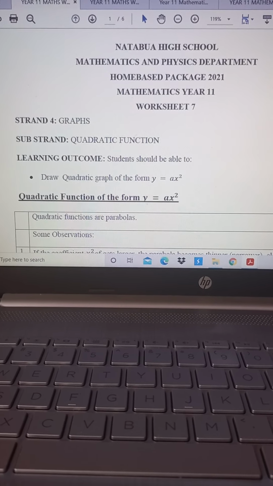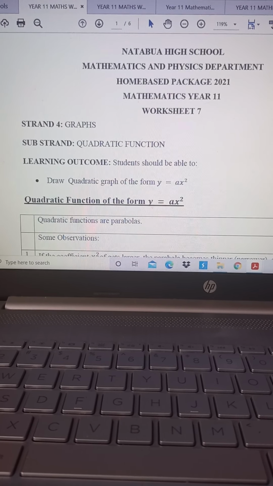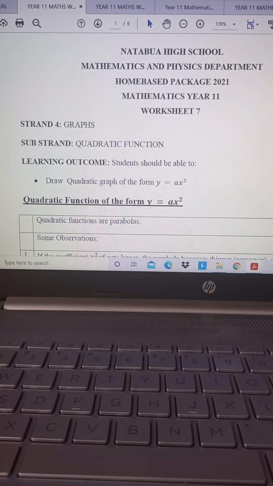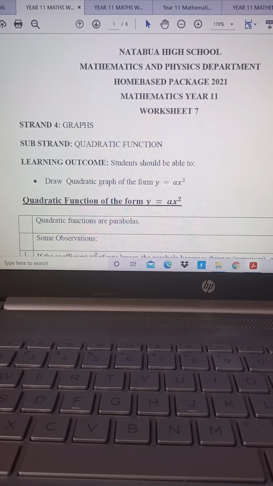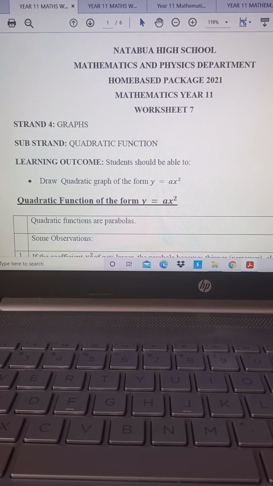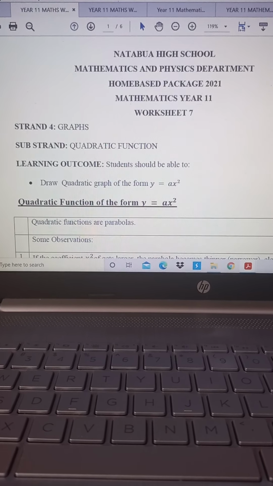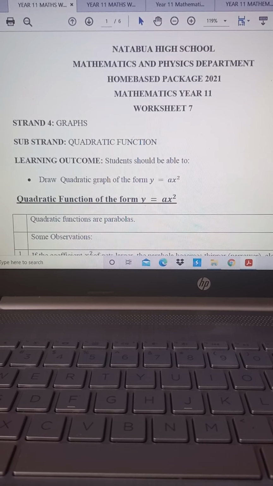We are going to be looking at worksheet 7 this time. It is based on strand 4 graphs and we will be looking at quadratic functions. By the end of this worksheet discussion, students should be able to draw quadratic graphs of the form y = ax². So we are just basically looking at general graphs.